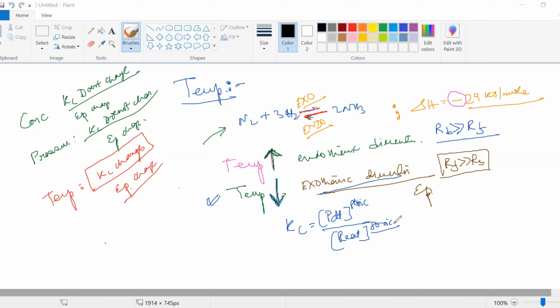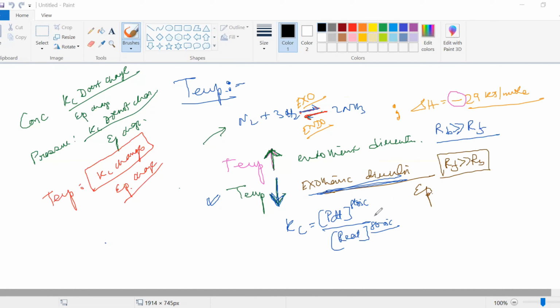Now, whenever we are decreasing the temperature, the reaction moves in the exothermic direction, and in this reaction, the exothermic direction is the forward direction. So it moves to the forward direction. My question to you is, whenever it moves to the forward direction, what happens? The product increases.